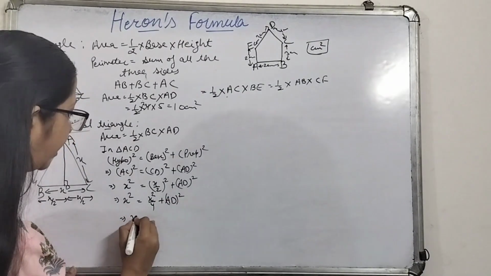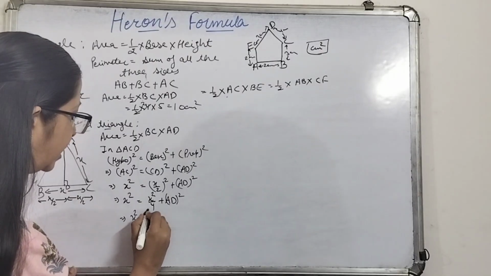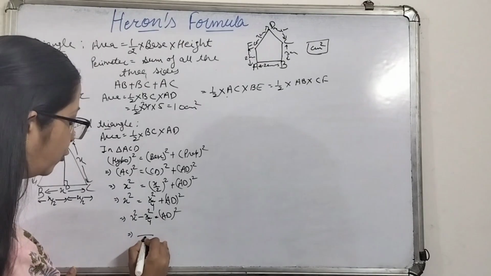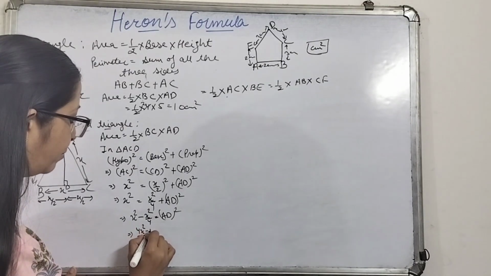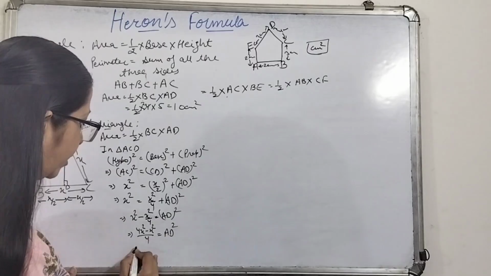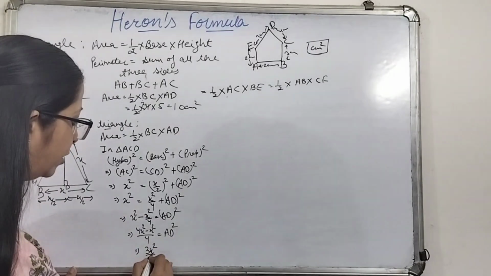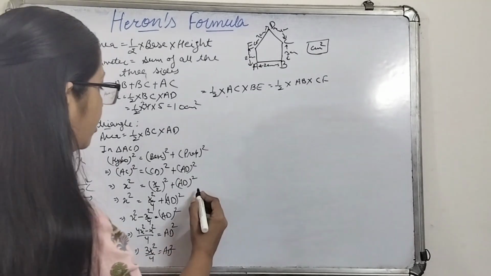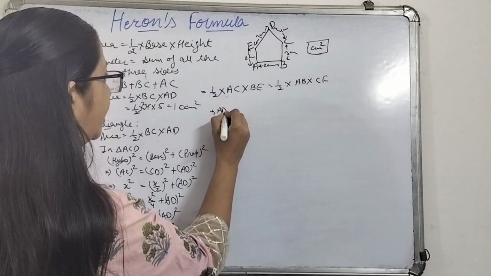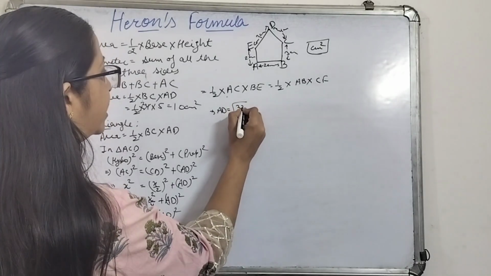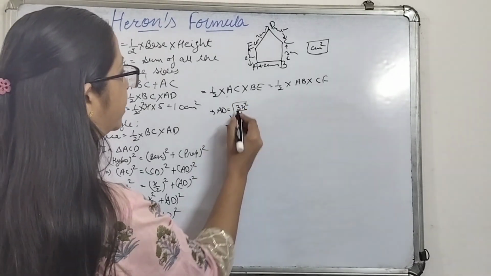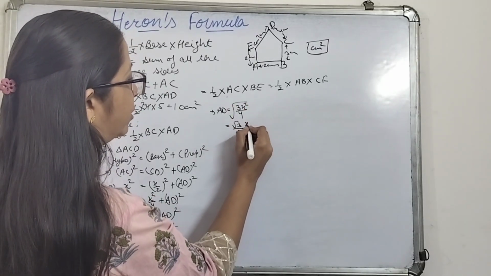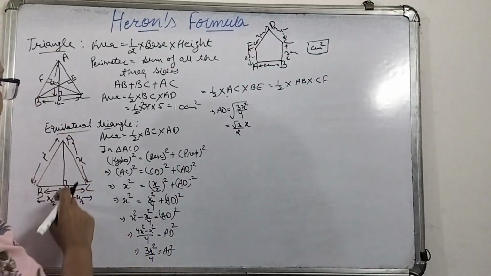So what will AD square be? This x square by 4 I am taking to the LHS with a negative sign. So the value of AD square, with 4 as the LCM, is 4x square minus x square, or 3x square by 4. So if AD square is 3x square by 4, what will the value of AD be? AD will be the square root of 3x square by 4, that will be root of 3, square root of 4 will be 2, and square root of x square will be x. So this is the value of height AD, root 3 x by 2.